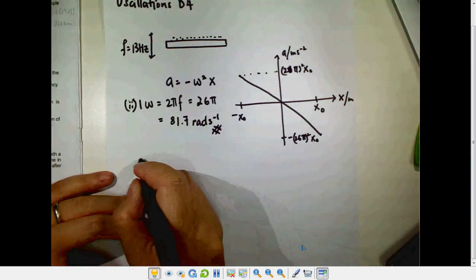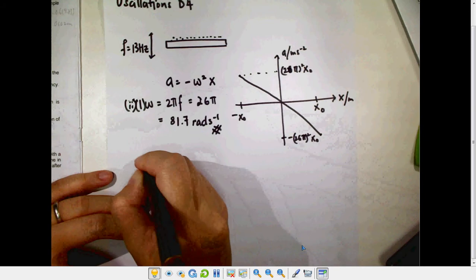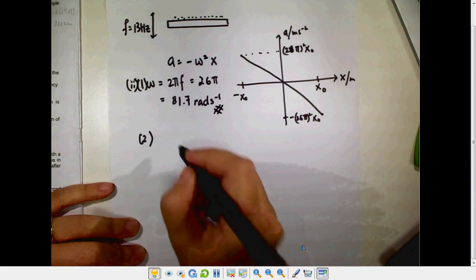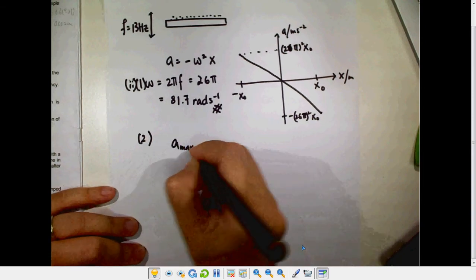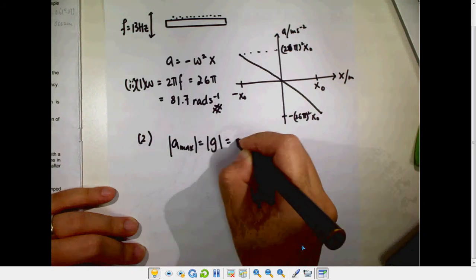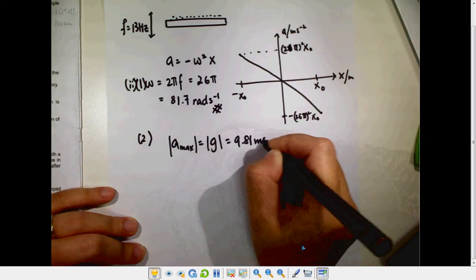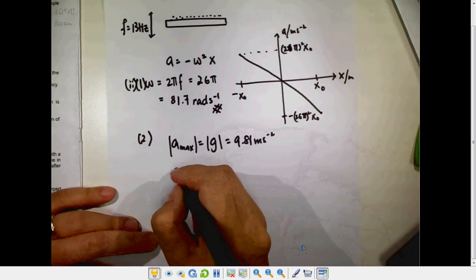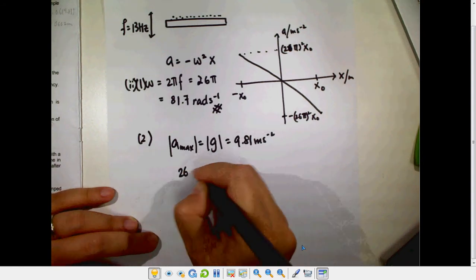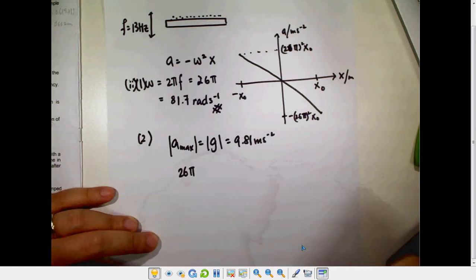Okay. The second one asks us to calculate the amplitude of oscillation such that maximum acceleration is numerically equal to the acceleration of free fall. So a max equals g, which equals 9.81 meters per second squared. So if I put in the values of omega, I'm going to put in the exact value here so that it is more accurate.